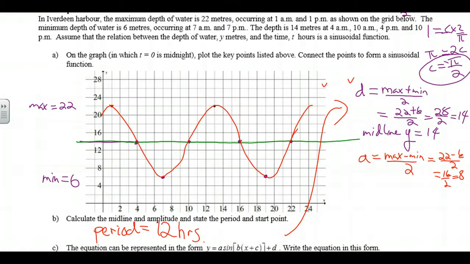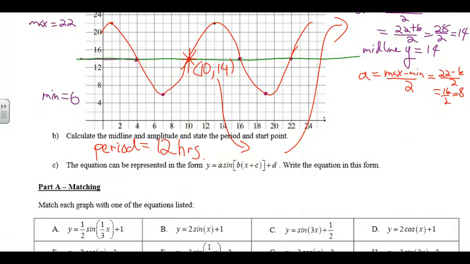Okay, so the period is 12 hours. What's the start point? Where is the start point? Okay, start point at the midline going up. So I'm just going to start here, go along the midline and say, okay, there it is at 10 and then 14. So the coordinates are 10, 14. That's the start point.